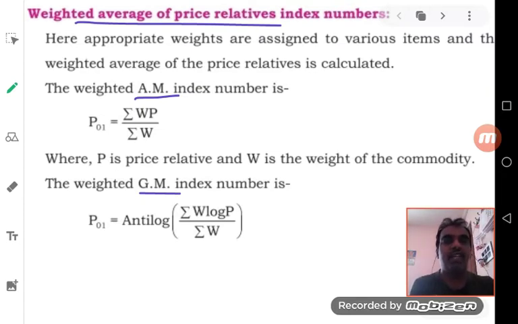The formula for arithmetic mean is price index number is equals to summation WP by summation W.